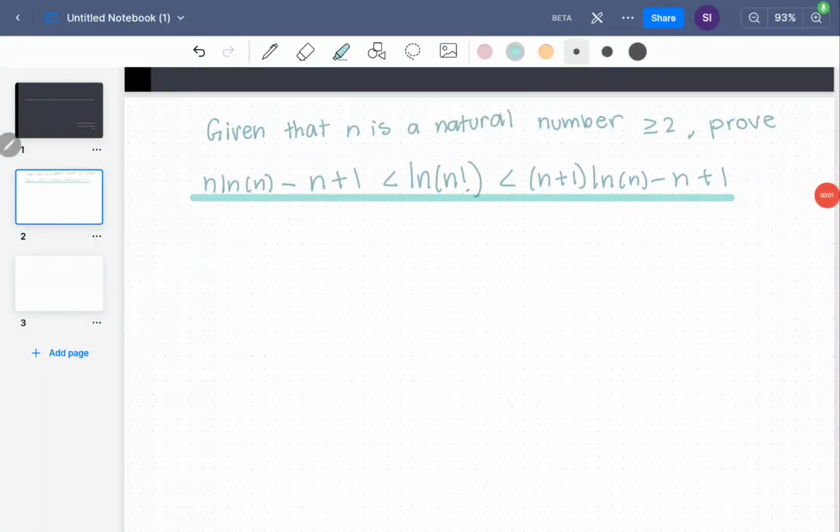Hey everybody, today we're back with another problem, which is: given that n is a natural number greater than or equal to 2, prove this inequality. It is really long and it looks really difficult, and it is, but it's a really interesting question and I really want you guys to try it, so pause this video and give this problem a go.